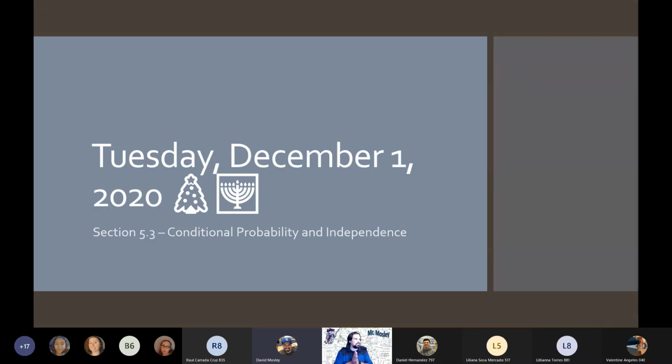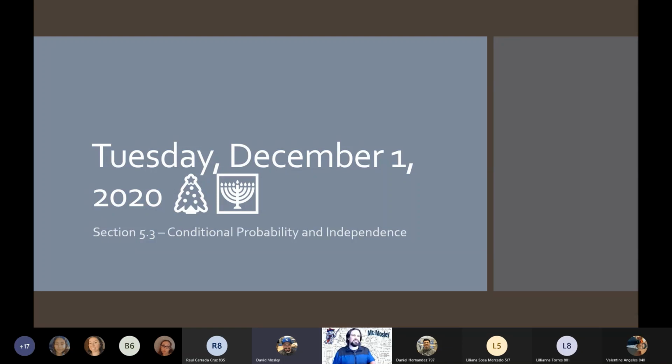So here we go. It is Tuesday, December 1st, 2020. It's, as far as I'm concerned, the official start of the holiday season. We're in December. We're going to be covering section 5.3 this week and next week. That's conditional probability and independence.